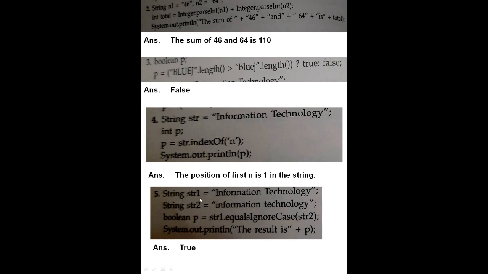Now next question is String str1 information technology, str2 information technology. The first letter is capital, but these are all in small letters. First is boolean p. You will find the answer in boolean p, meaning true or false. str1.equalsIgnoreCase(str2). Here you are ignoring the case, then you will find the answer p, because ignoring the case, both are the same. If you ignore the case, both are the same, so the answer will be true here.